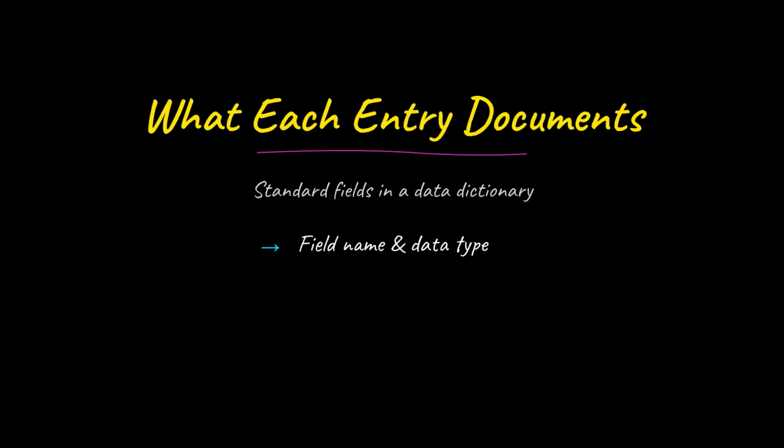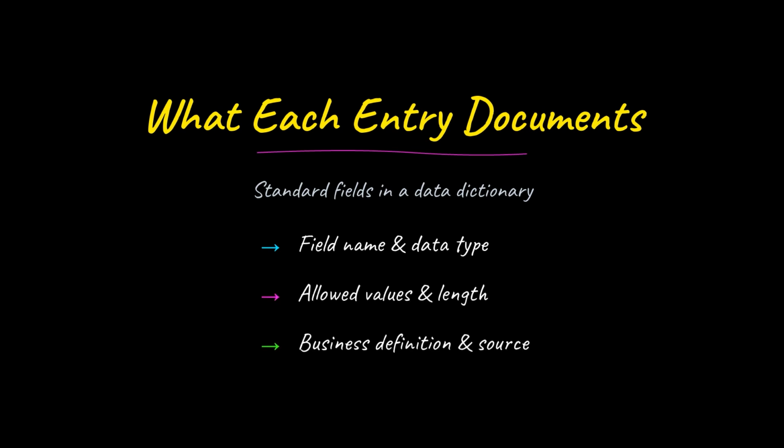A well-formed entry leaves no room for ambiguity. The technical side covers type and constraints. The business side pins down exactly what the field represents in operational reality. It's important to distinguish the data dictionary from related artifacts. A warehouse schema describes table structure for analysis. An audit trail records user actions on data. Only the data dictionary documents what each data element actually means.